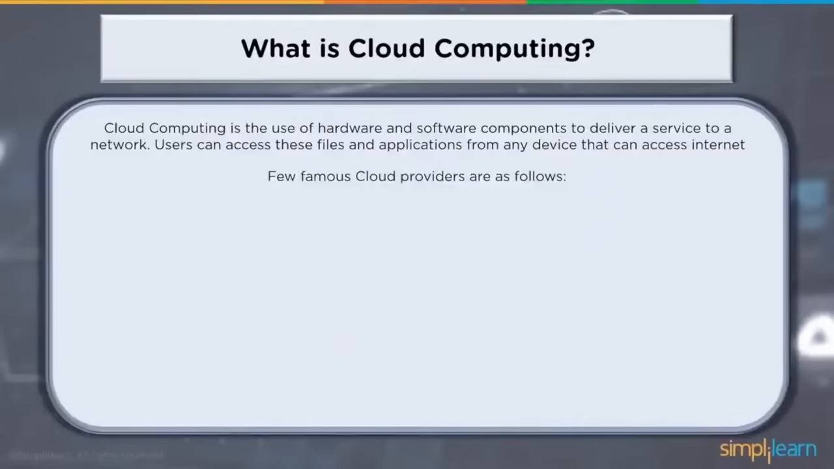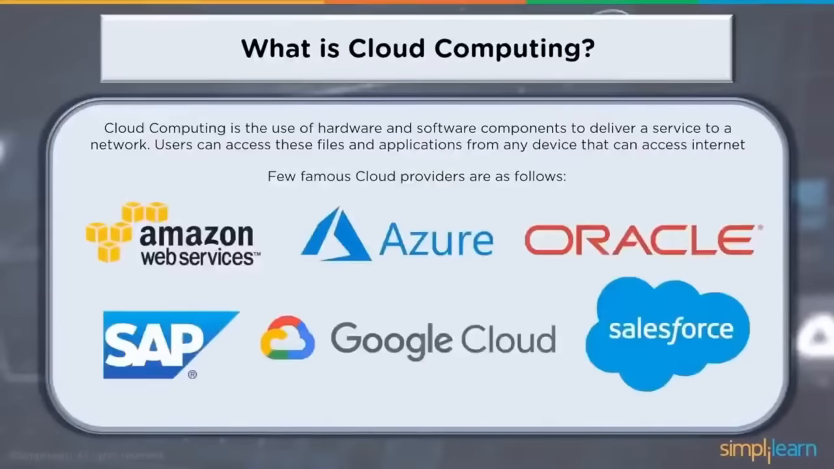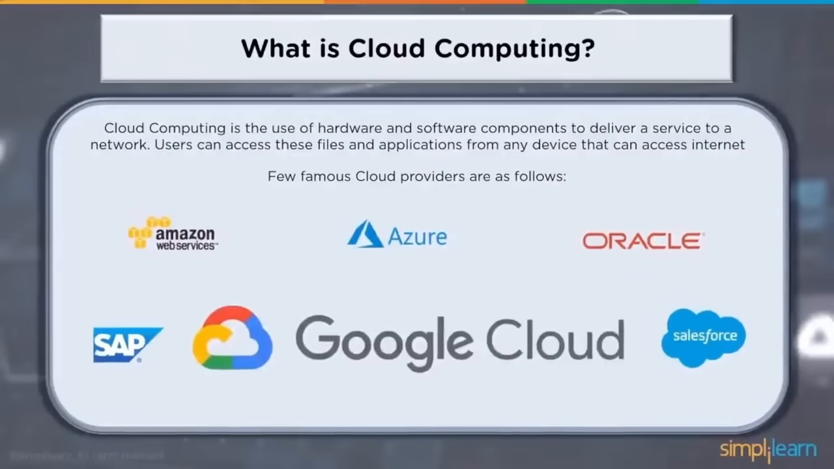Now, a few famous cloud providers are here. You have Amazon, which offers Amazon Web Services, and a huge list of services which come with this. You have Microsoft's Azure, Oracle's Cloud, SAP's Cloud Solutions, GCP, which is offered by Google, Salesforce, and so on. There are many other small players which are also providing different cloud-based services, or organizations which are partnering with these main cloud providers, thus offering cloud services to their customers.